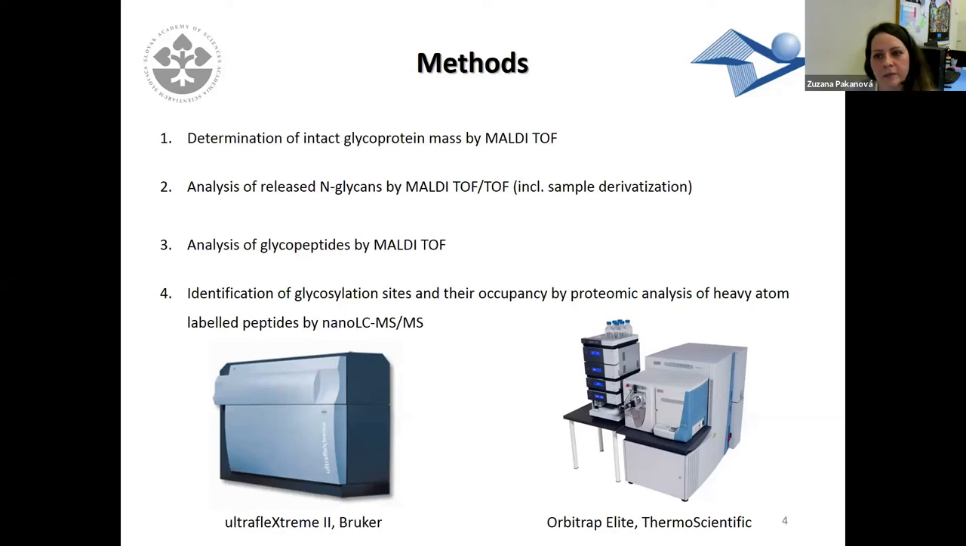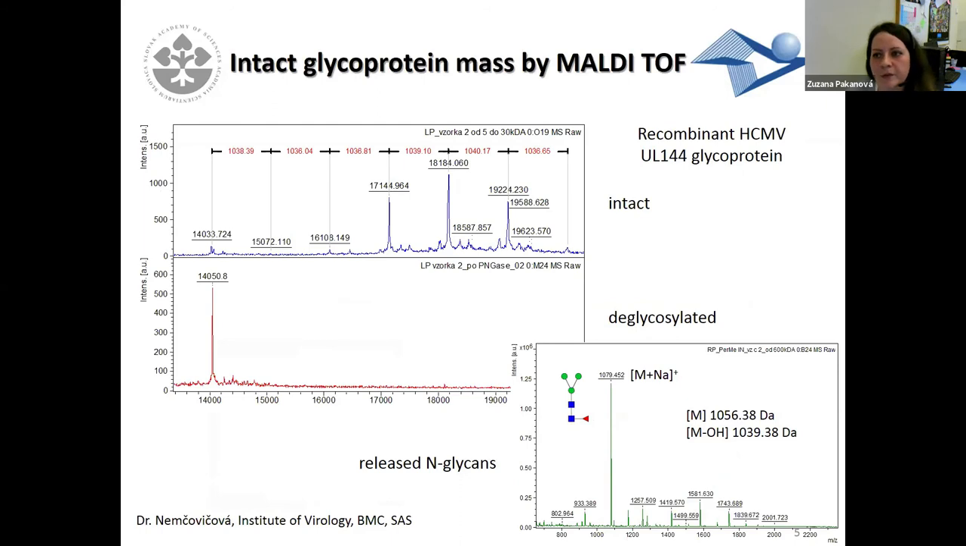Then the important method to mention is analysis of glycopeptides and the identification of glycosylation sites and calculating their occupancy by proteomic analysis of heavy atom labeled peptides. This is performed not by MALDI, but by a combination of nanoliquid chromatography with tandem MS. So the spectrometers we work with are the MALDI UltraFlextreme and the Orbitrap Elite electrospray mass spectrometer. So let's start with the first approach, intact glycoprotein mass by MALDI-TOF.